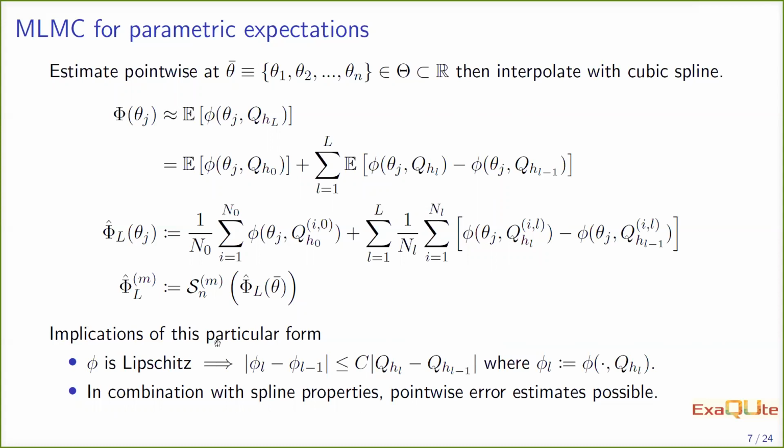Now, immediately, this has some implications. So the first one is that small phi is Lipschitz in Q, which means the difference between levels for small phi is bounded by the difference between levels for the QOI itself. And this means we can make the same kind of rate hypotheses as before, and we can expect some optimal complexity behavior as well. Another is that in combination with spline properties, we can go from the mean square error on this function derivative to the mean square error pointwise in small phi on this domain. And so this gives the ability to compute error estimates.